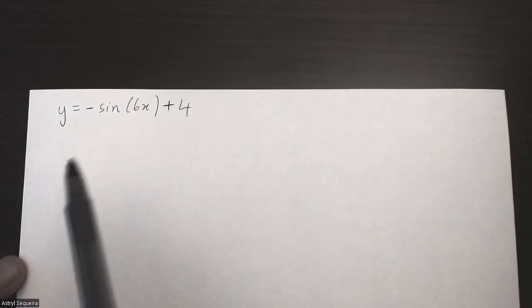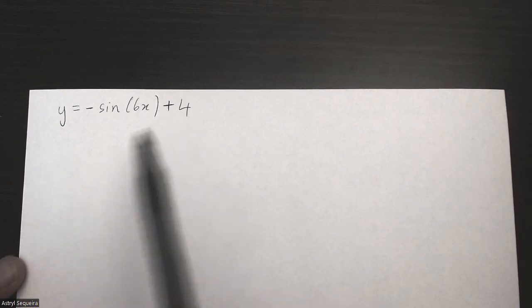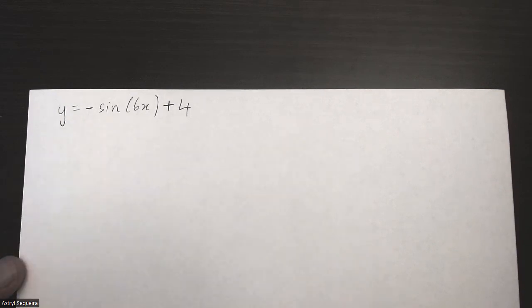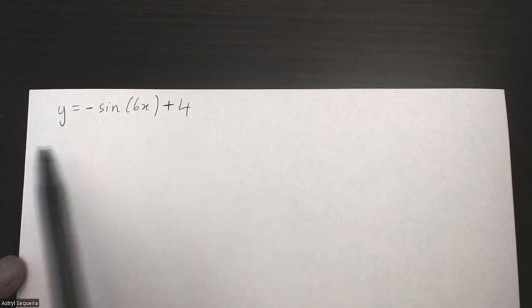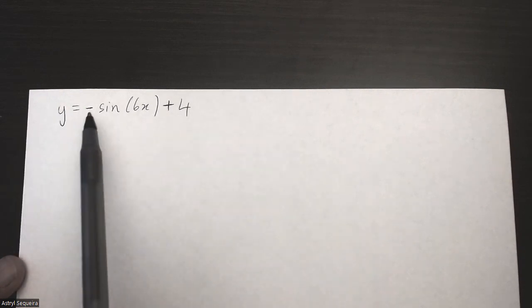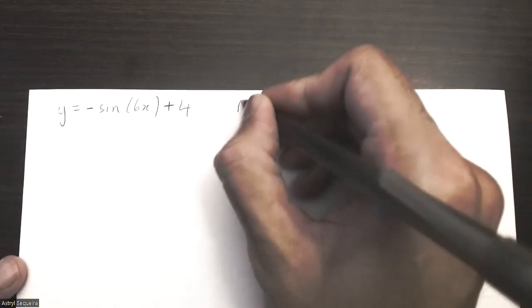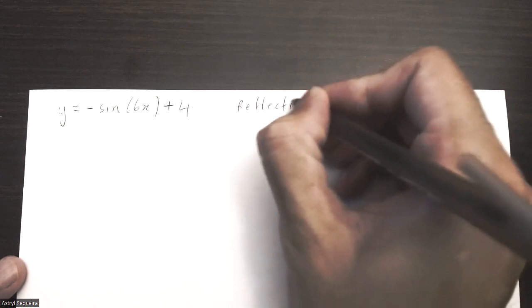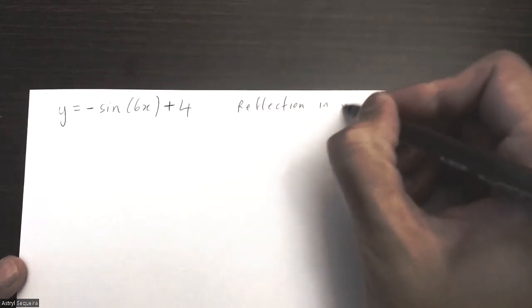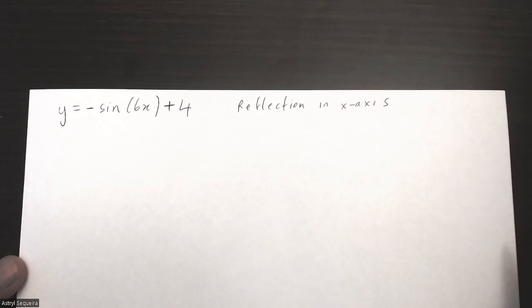All right, in this video, we are going to sketch two cycles of the following sine equations given over here. Let's take a look at the first one. I have a reflection in the x-axis because of this negative out here. I'll just note that down, reflection in the x-axis.